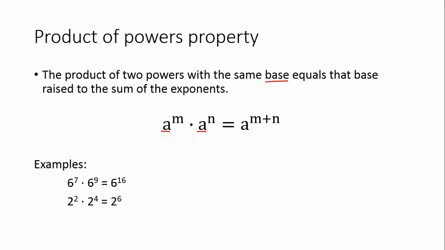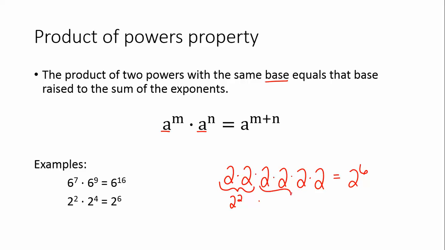If we have 2 squared, remember that's 2 times 2. But we're multiplying it by 2 to the 4th, and that's 2 times 2 times 2 times 2. Well, if we were to write this then as a base with an exponent, count the 2's. 1, 2, 3, 4, 5, 6. So we have 2 to the 6th. This was our 2 squared, and this was the 2 to the 4th.